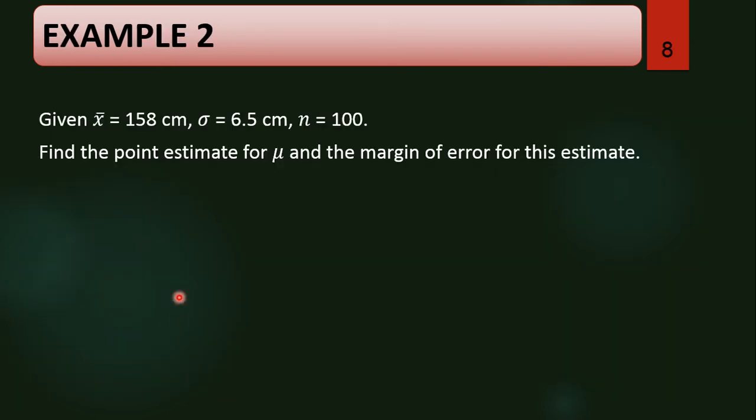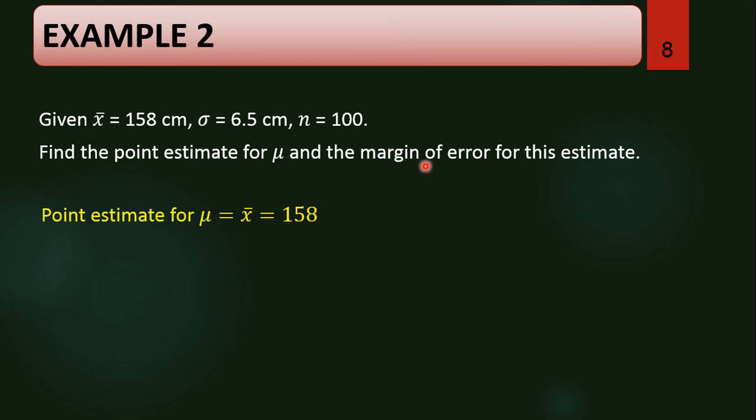For example number 2, you are given the sample statistic, which is X bar equal to 158 centimeters. We are given the population parameter, which is sigma equal to 6.5 centimeters, and the sample size is equal to 100. The question asks to find the point estimate for mu. To estimate mu, the population mean, it must be based on X bar, the sample mean, which is equal to 158 centimeters.